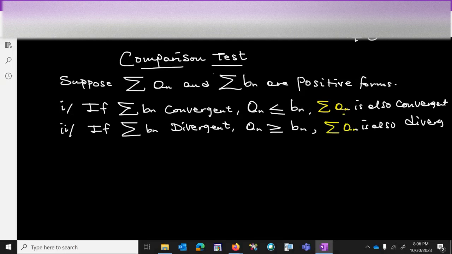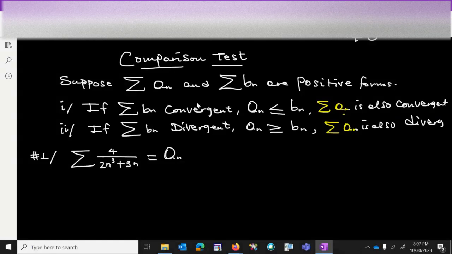Now, keep this in mind, and let's see some examples, some exercises. Let's say number one. We want you to determine this series: 4 over 2n cubed plus 3n. Does this converge or diverge? This is our a sub n.